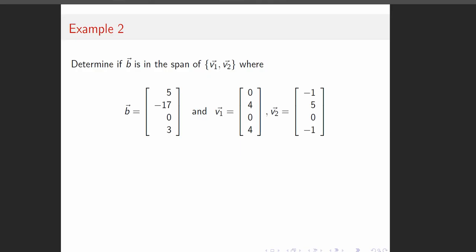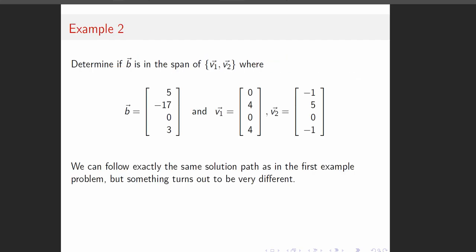So example 2 is very similar. We have a set of vectors v1 and v2, and we have a vector b, and we're trying to see is there some linear combination of v1 and v2 that is equal to b. We're trying to see if b is in the span of v1 and v2. And just to let you know, the same solution path as before will work.